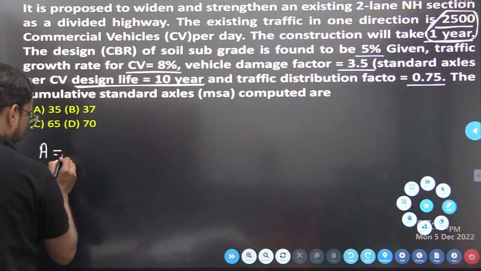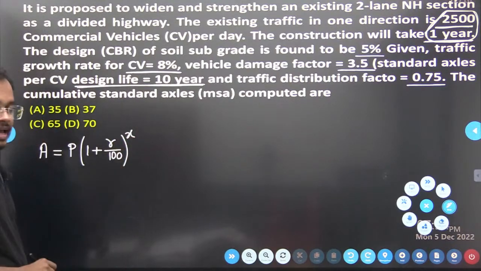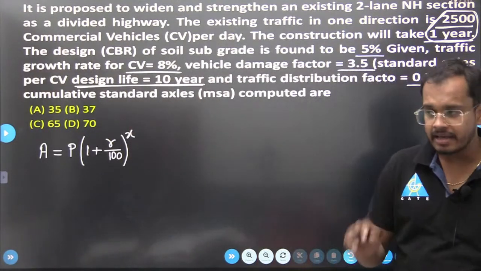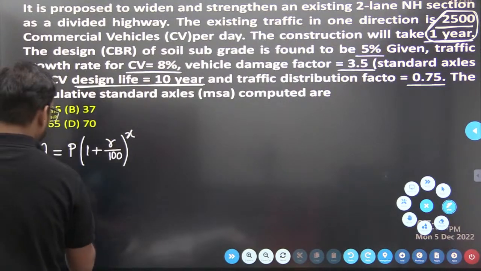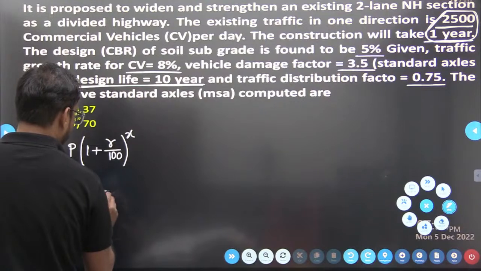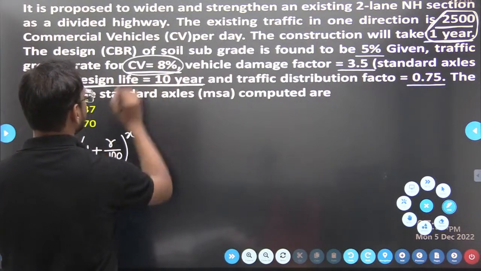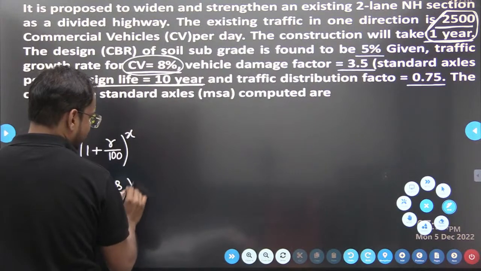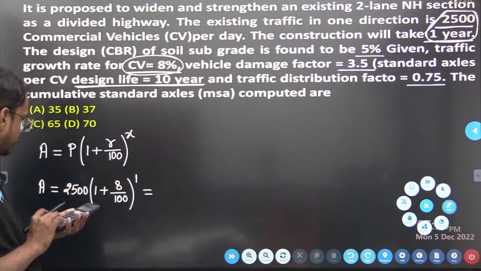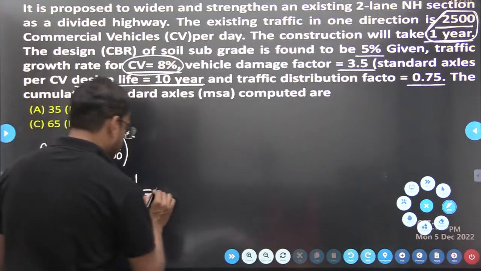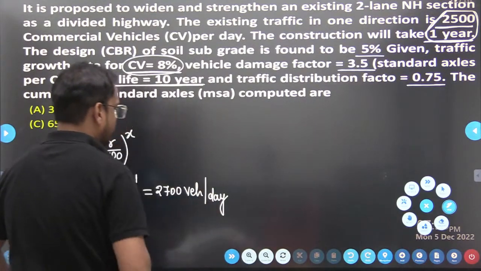How to calculate the value of A? A is equal to P(1 + R/100) raised to power x. X is the construction time. Am I right? So if I am interested to calculate the value of A, P is 2500. What is the traffic growth rate? R is 8%, that means 8 by 100, and x, the construction period, is 1 year. So A is (8/100 + 1) multiplied by 2500. So the value is 2700 vehicles per day. Am I right?